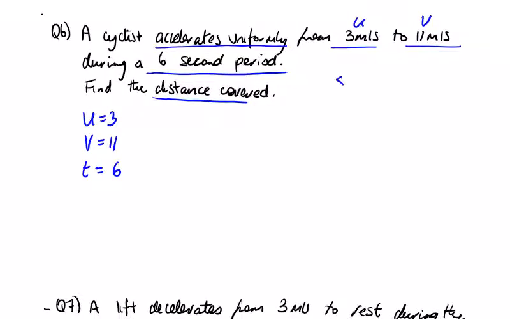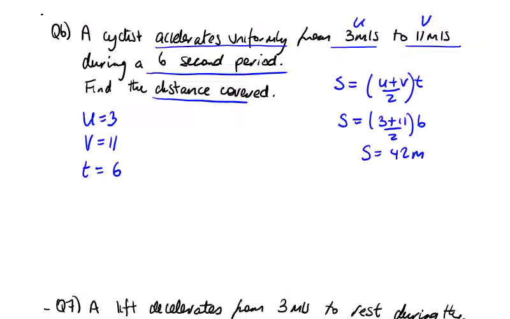I'll do the fourth formula, S is equal to U plus V over 2 as well, times T. It's probably not as commonly used as some of the other ones, so I'll do it here for this one. So we're looking for the distance. S is equal to 3 plus 11 divided by 2 times 6, which is 14 over 2, 7 times 6, so S is equal to 42. So that's obviously the quickest way to do it.